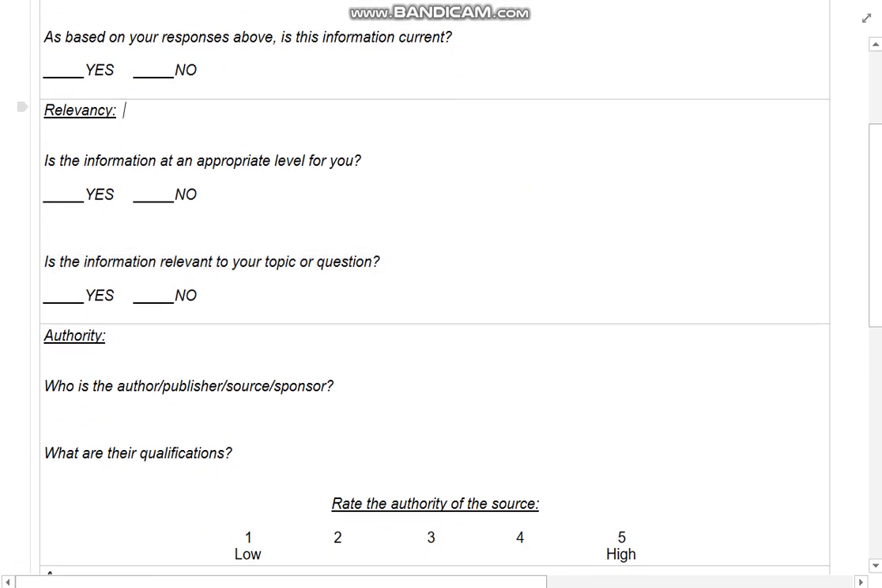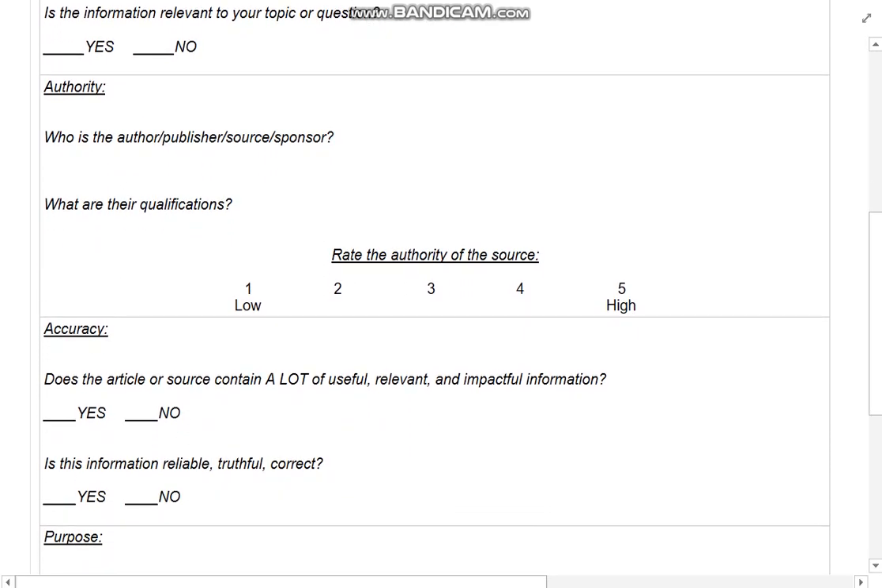For relevancy, we're talking about, is the information at an appropriate level for you? So it's the same way we've talked about relevancy all year. So in other words, can you understand this information? Yes or no? And then, is the information relevant to your topic or question? In other words, will it actually help you to answer your question on collapse?